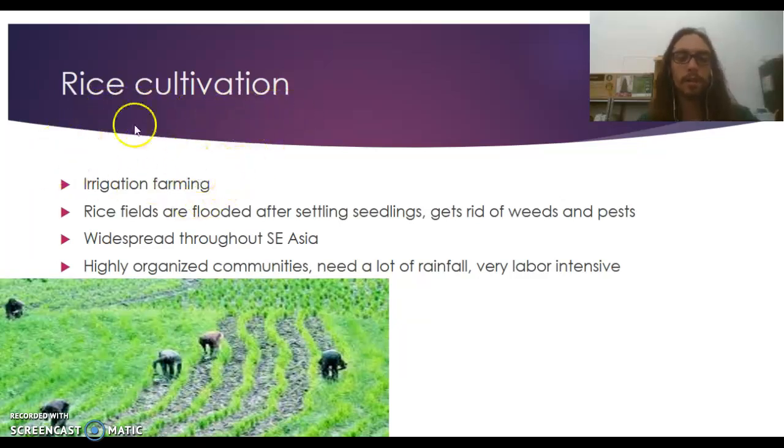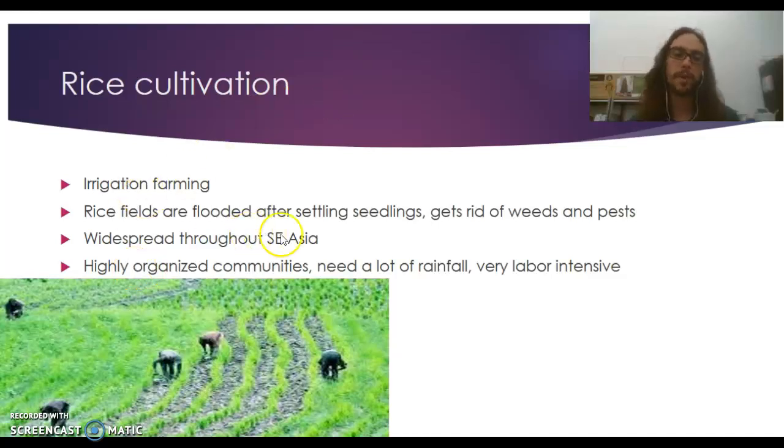So we've got irrigation farming. That's what rice cultivation is. Essentially, the rice fields are flooded. They set their seedlings down in there. They flood the land, and this flooding gets rid of weeds and pests. Pests and weeds can't live in this area where rice is really accustomed to living. It's too much water inundation. They just can't survive. They get flooded.